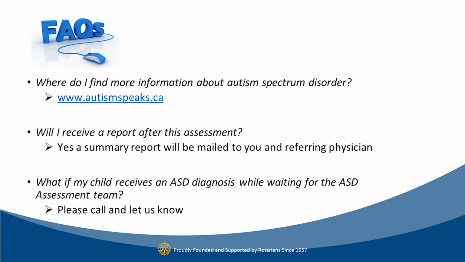Now that we have discussed what to expect for the ASD assessment team process, we'd like to review some frequently asked questions. The first question we are often asked is, where can parents look for more information about ASD? There's a lot of misinformation about autism spectrum disorder online. We recommend www.autismspeaks.ca as a reputable site if you are interested in learning more about this diagnosis. There's even a document called the 5 Things to Do While Waiting for an Autism Evaluation.